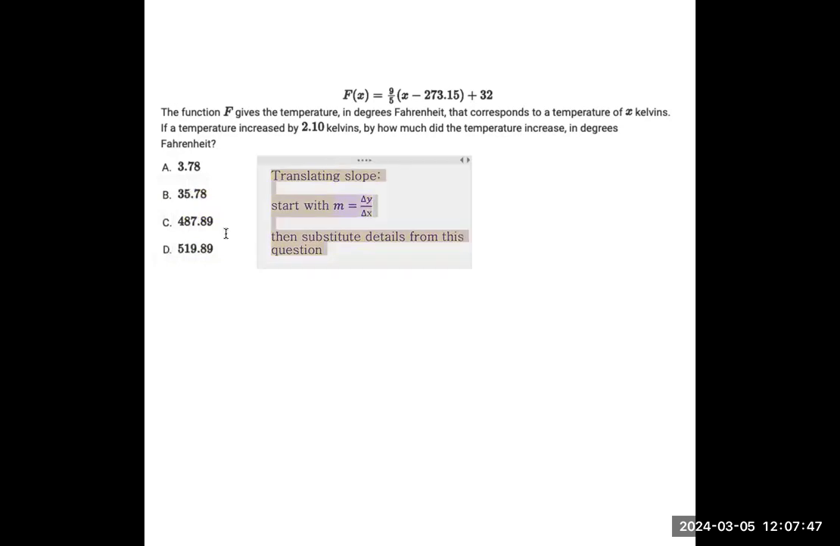In this question, we're being asked if the temperature increases by 2.10 kelvins, how much does the temperature increase in Fahrenheit? And the change in every this for every change in every that is the sound of slope. So it's really valuable to be able to describe slope that way. And what this question here is what we call a translating slope question. In other words, we're given an expression that may or may not be the slope, and we need to kind of figure out if that's what it really is.